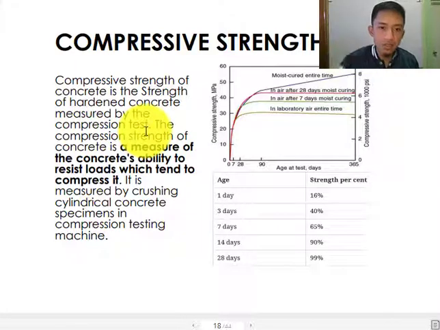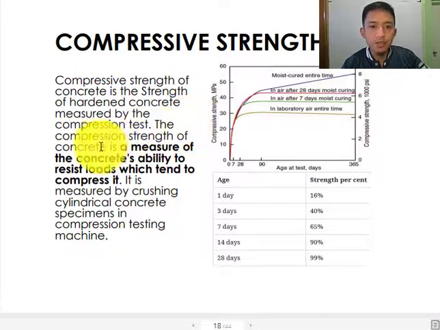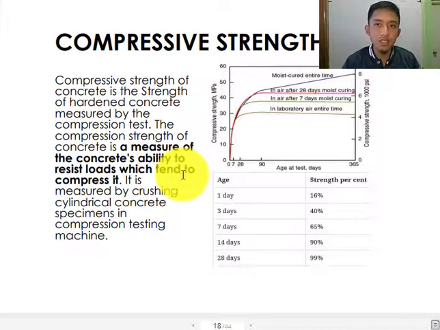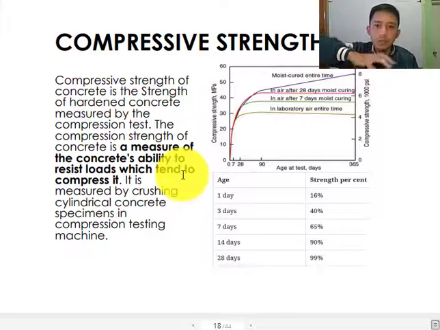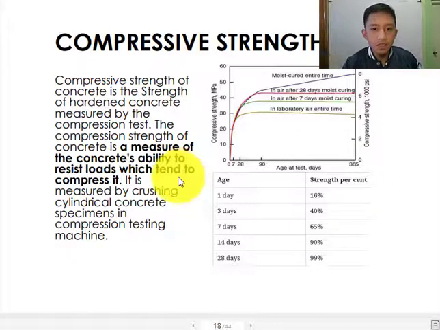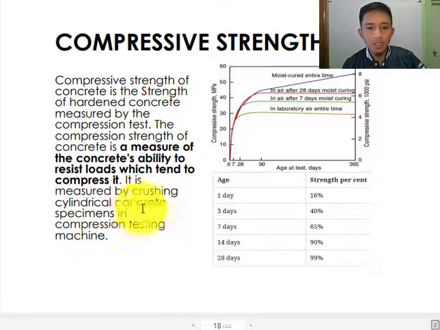Okay, compression test. The compressive strength of the concrete is a measure of the concrete's ability to resist load which tends to compress it. So again, that's why we call it compressive strength. How much load will it carry that is compressing that concrete before it will burst or fail? So it is measured by crushing a cylindrical concrete specimen in a compression testing machine.